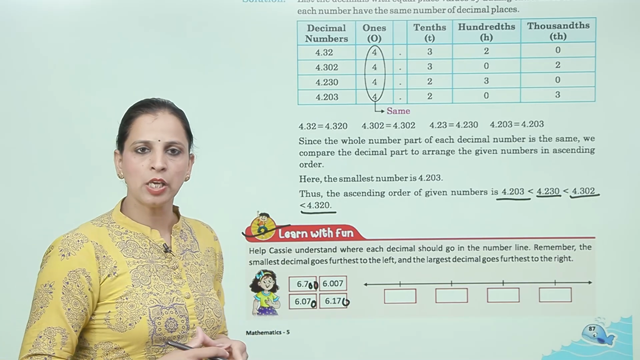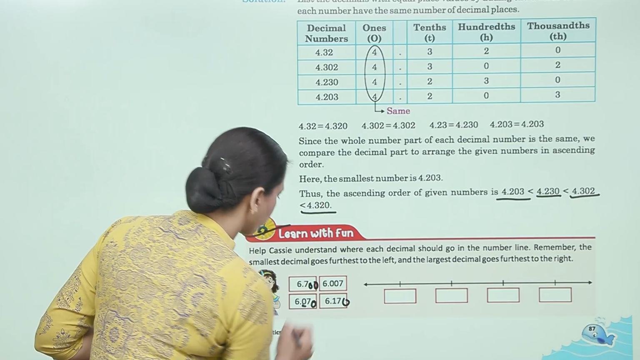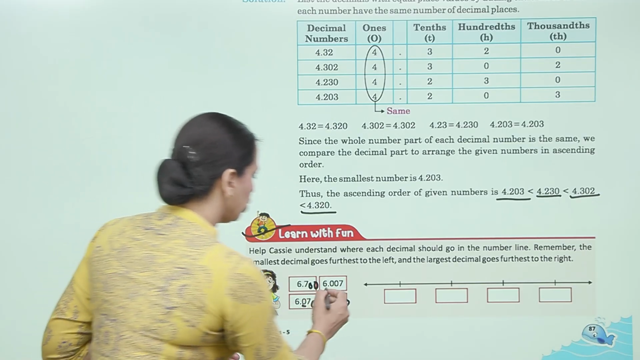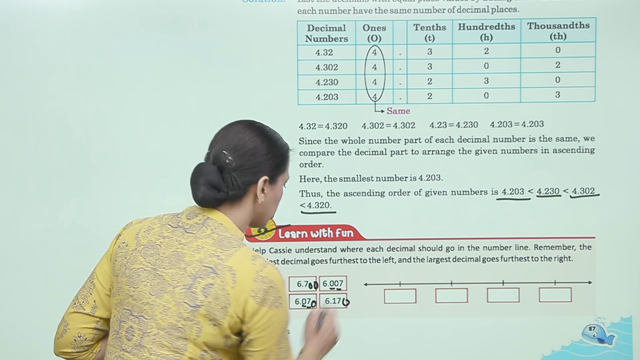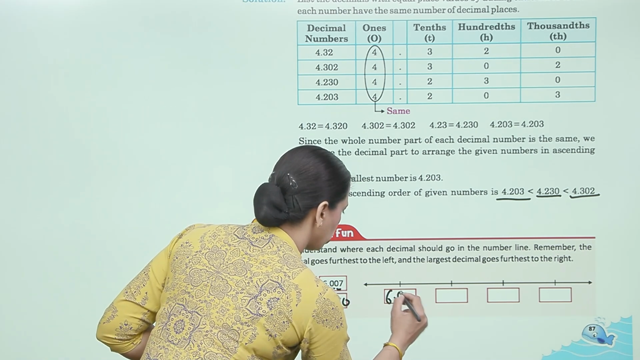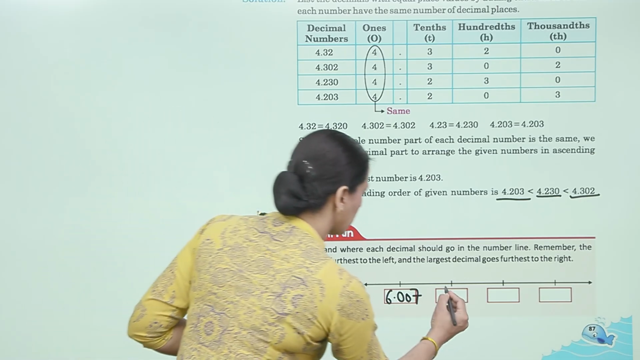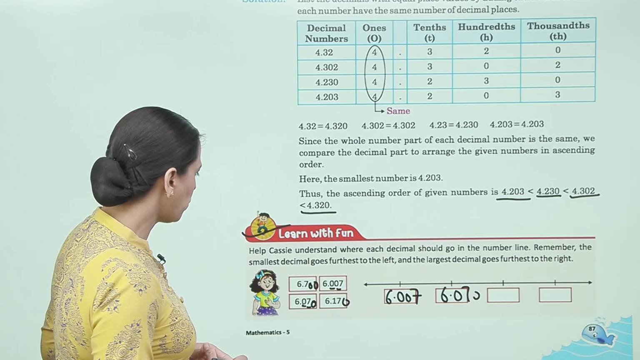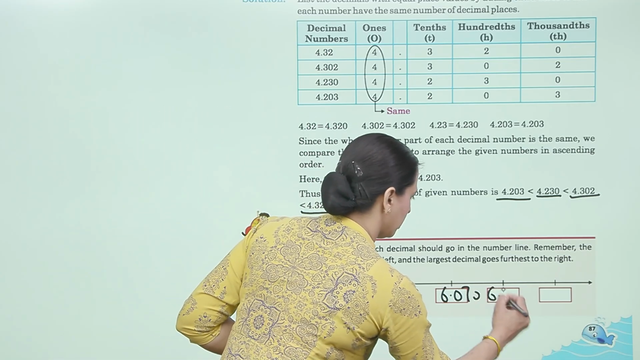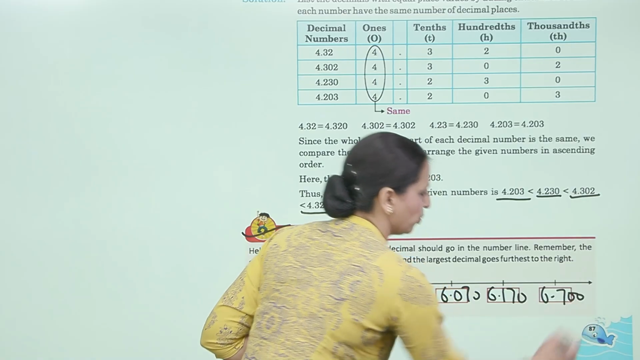The whole number part is equal. Now compare the 10th place. So 0 and 0 both have the same. Now next the 100th place, here is 7, here is 0. So 6.007 is the smallest number and after that 6.070, after that 6.170 and the last is 6.700.